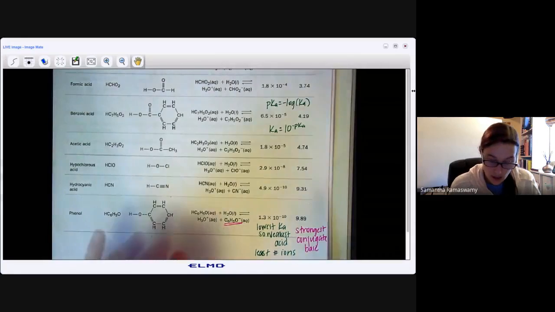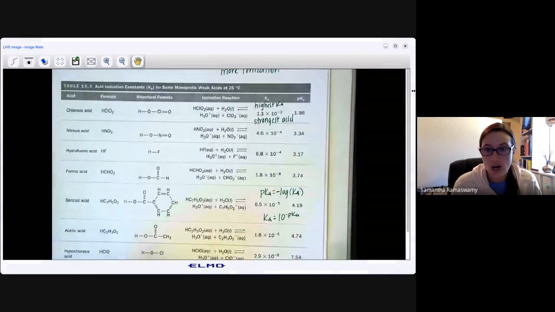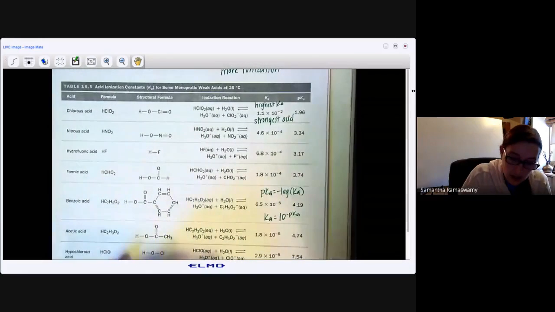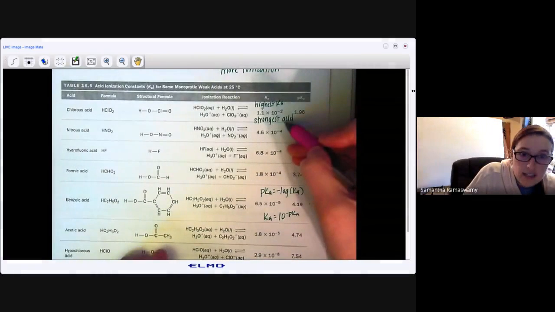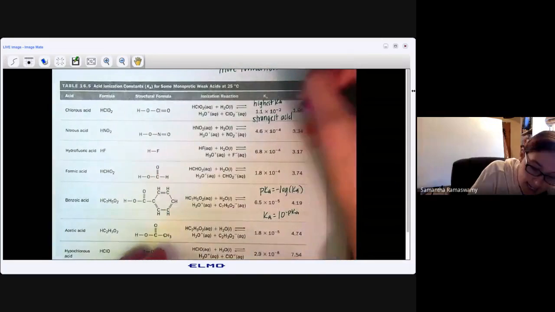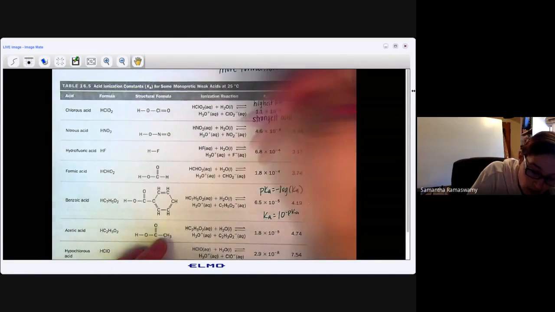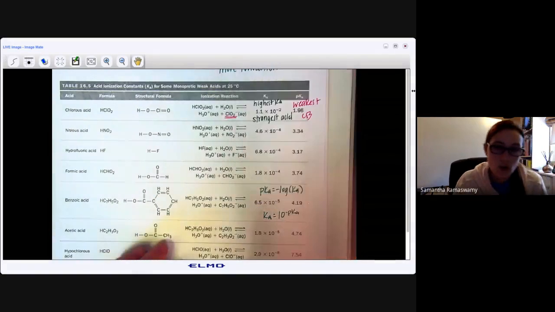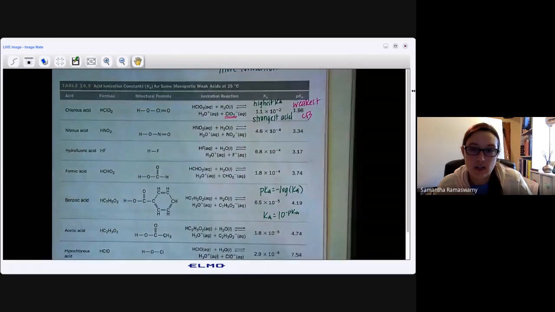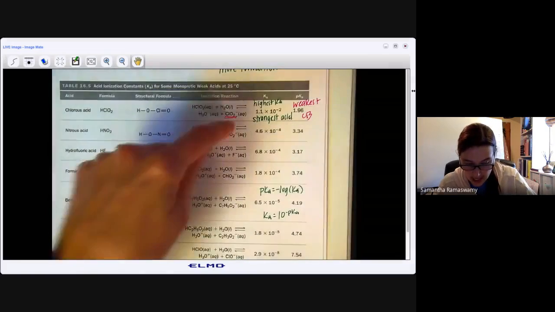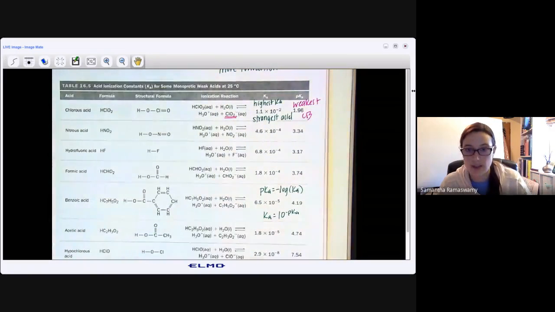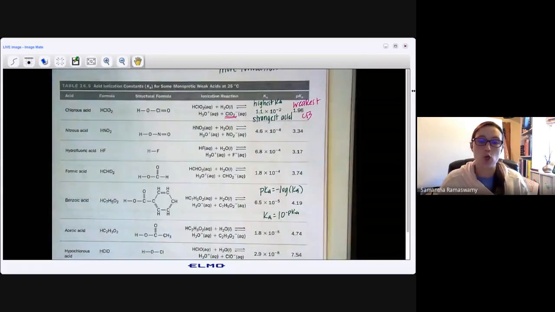Or if we go back up to the top, sorry, we keep going up and down. This is the strongest acid. Chlorous acid is the strongest acid, which means that it would have the weakest conjugate base. So the chlorite ion here is the weakest conjugate base out of all of these conjugate bases listed. Because remember, the stronger the acid, the weaker the base.